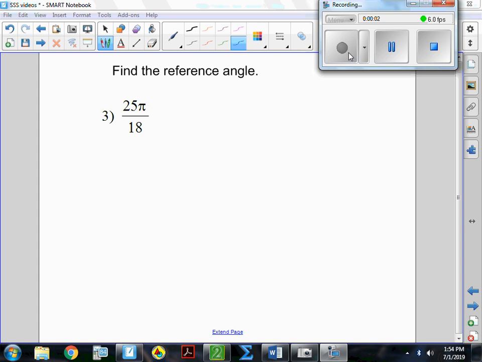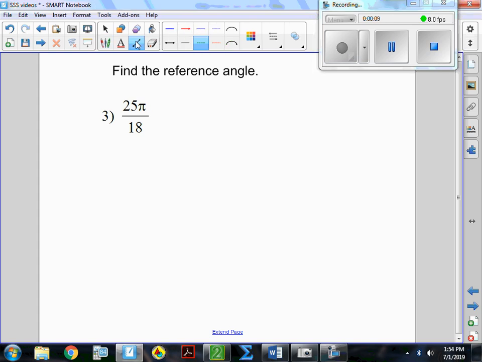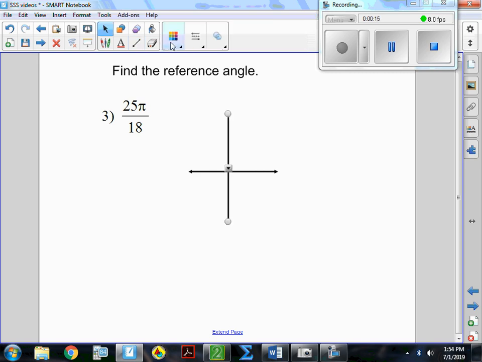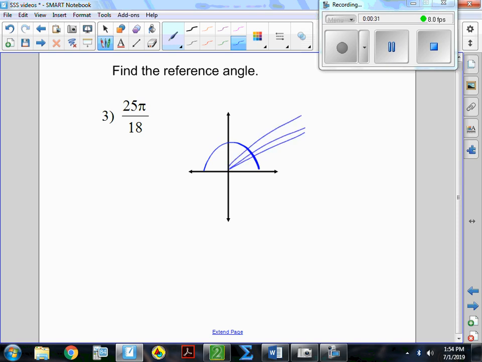Number 3 says 25 pi over 18, find the reference angle. So I'm going to give myself a horizontal and a vertical axis to work off of. So 25 pi over 18 means that I'm going to have everything in terms of pi over 18. So that means on top of my graph on this top half, I'm going to have 18 segments.